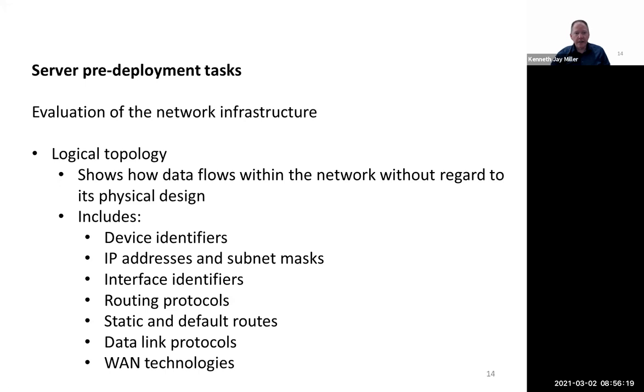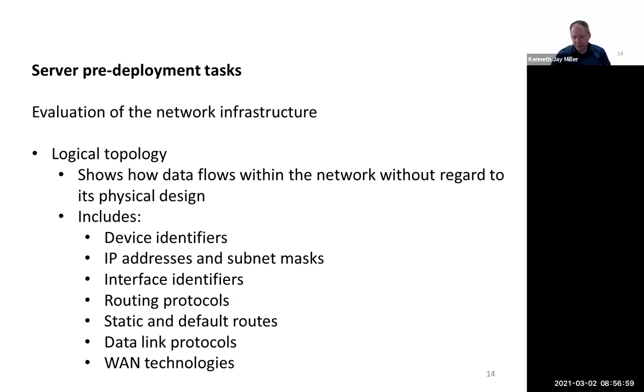So on our logical topology, we'll still have our device identifiers, you know, switch one, SW2, RT9, or whatever our naming convention is. And we'll talk about naming convention later. But it should show us our IP address and subnet mask, so we know what network it is, what interface it's connected to. So on our routers, we may have our LAN interfaces, our WAN interfaces, different fiber optic interfaces that are built into it. So we want to know which one's connected to what.